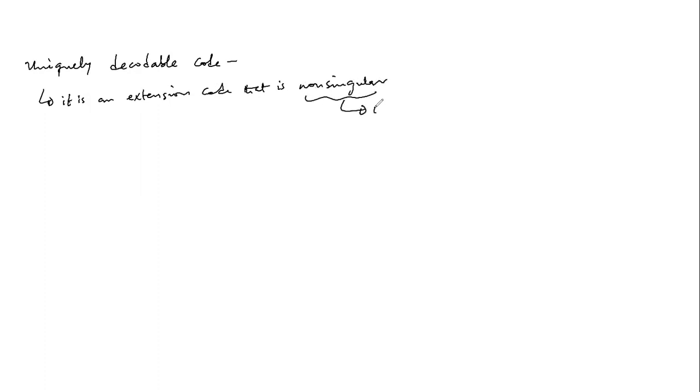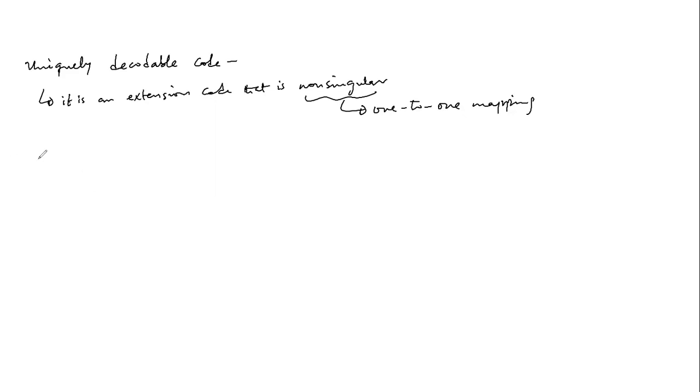So, uniquely decodable. A code is said to be uniquely decodable if its extension satisfies the one-to-one mapping. That is, it is uniquely decodable if it is an extension code that is non-singular, meaning it satisfies the one-to-one map. That is, any encoded string is uniquely decodable, and it has only one possible substring producing it.